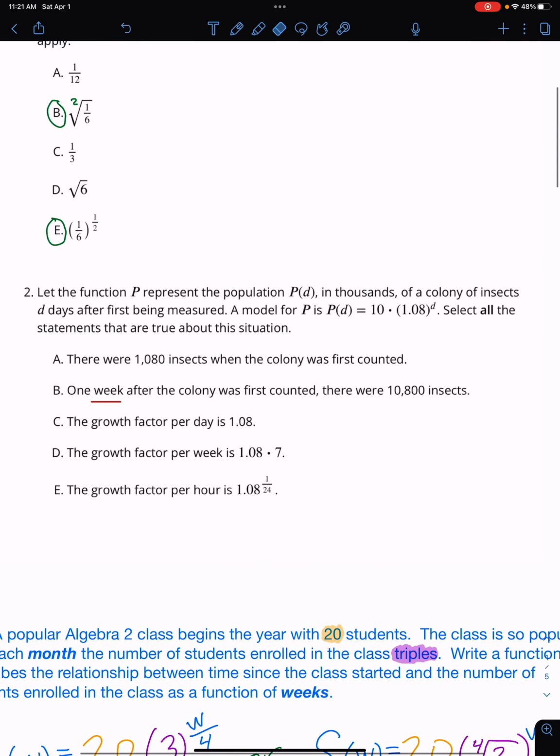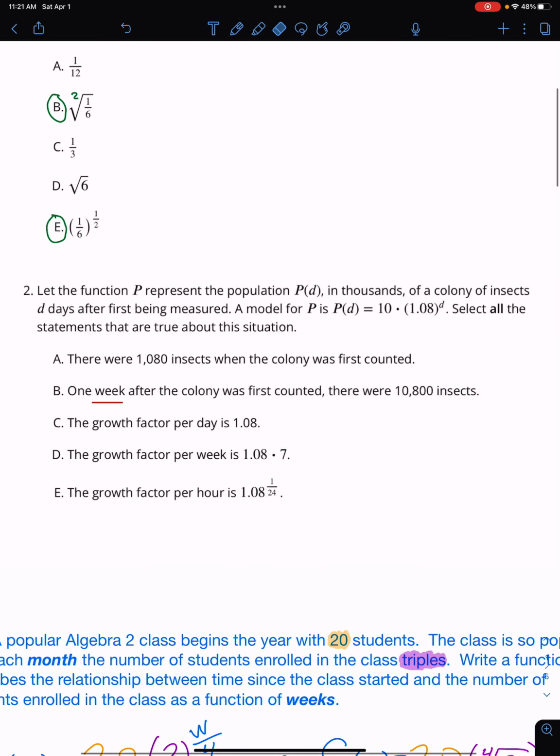Okay, so when you look at something like this, you probably want to read the instructions at least twice. Usually 3 times is best. Let's break this down a little bit. We've got this function P, this population P of D in thousands, a colony of insects, D days after being measured. So here's our model for P. P of D equals 10.